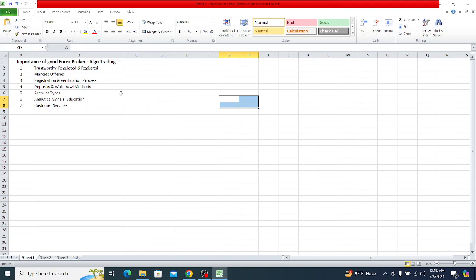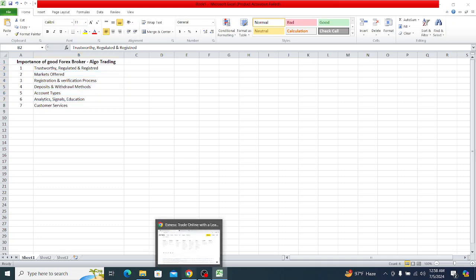So a good forex broker is something really, really important, and you should look into that before opening an account with any broker. Here we will go through some of the points which I wrote for you guys. The first thing is trustworthy, regulated, and registered. So how can we check if a broker is trustworthy, regulated, and registered?